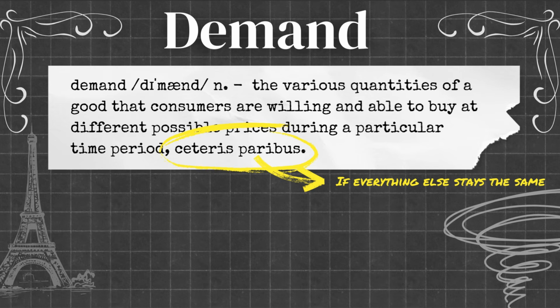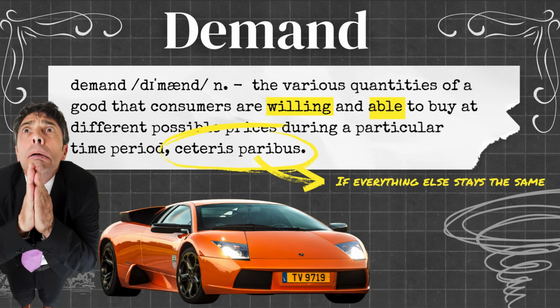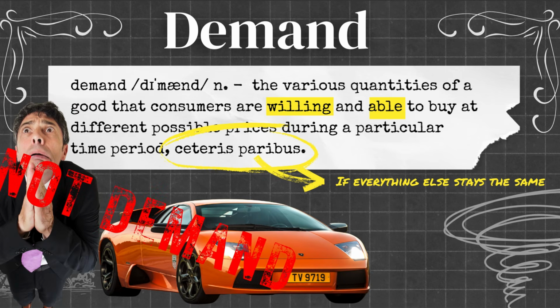Going back to the definition, the words willing and able are crucial. For instance, I'm certainly willing to buy a Lamborghini, but since I'm not able, my desire isn't reflected in the demand curve. This is where the economics definition of demand differs from the general definition of demand. In economics, it's not only about what you want, it's about what you want and can buy that counts.